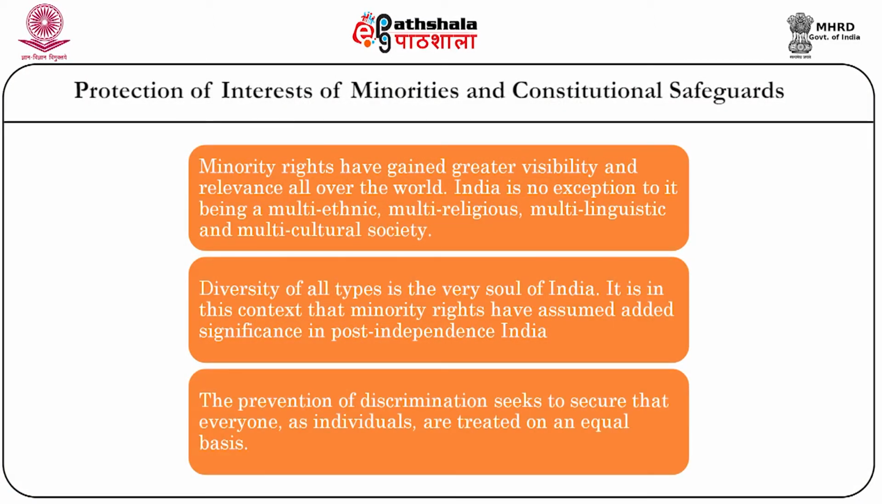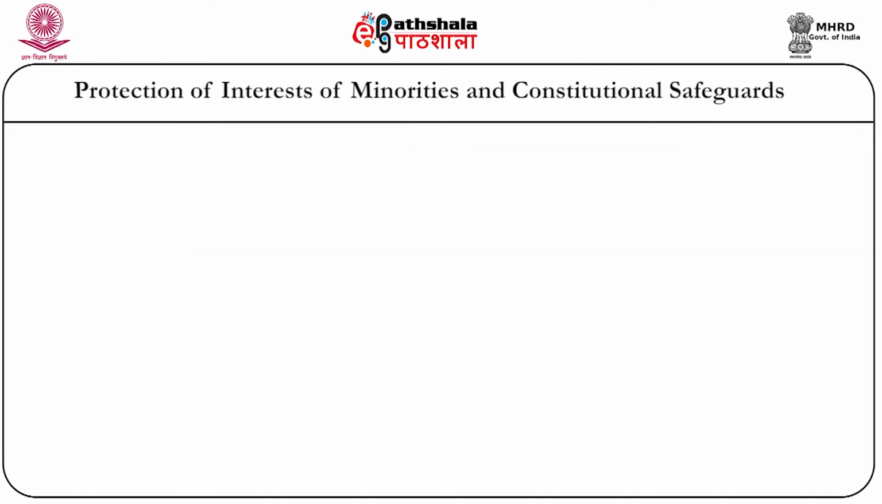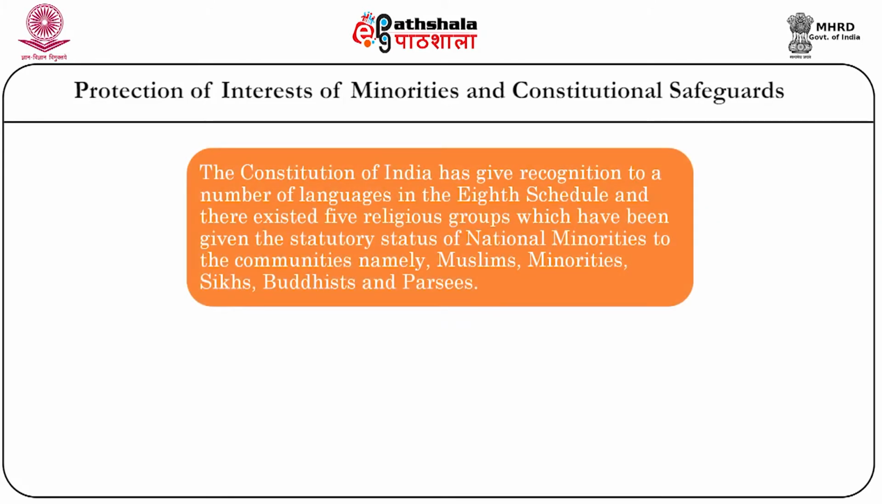The prevention of discrimination seeks to secure that everyone as individuals is treated on an equal basis, and this was what the constitution framers aimed at. In particular, the Constitution of India has given recognition to a number of languages in the 8th Schedule. This was the start when a multi-ethnic, multi-regional, multilinguistic society was woven into one thread. There existed 5 religious groups which have been given statutory status as national minorities, namely Muslims, Sikhs, Buddhists, Parsis and Jains.